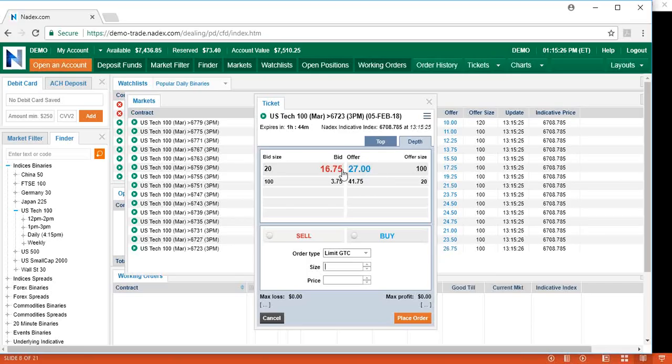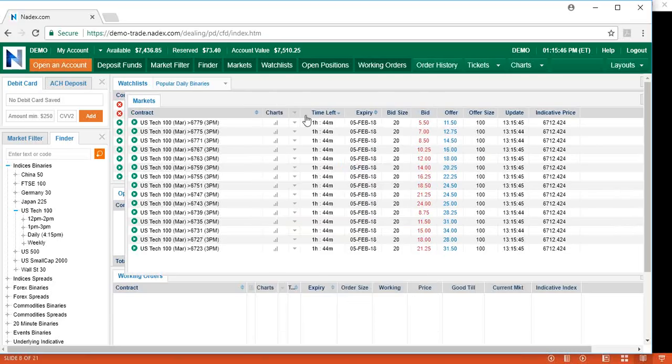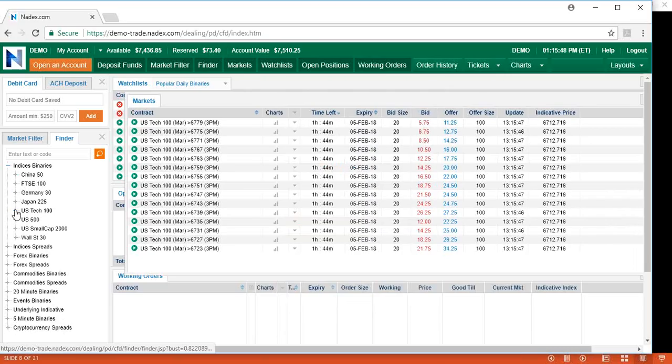If I bought this binary right here for $27, well, if it expired one tick above, then I bought it for $27, it expires worth $100. That's a pretty nice ratio, right? But if I bought it and it expired one tick below, then it would be worth 0, right? Let's look at some other examples here.